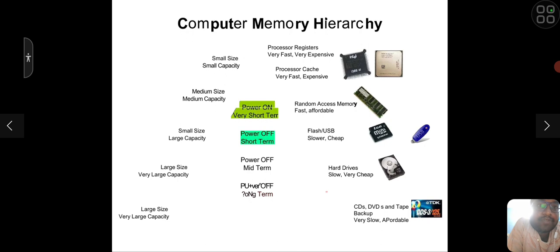For small capacity, processor registers are very fast and very expensive. Medium size, processor cache is very fast and expensive. Small size, large capacity, random access memory is fast and affordable. Flash USB is slow and cheap. Large size, very large capacity, hard drives are slow and very cheap. Also CD, DVD, tape, and backup are very affordable.